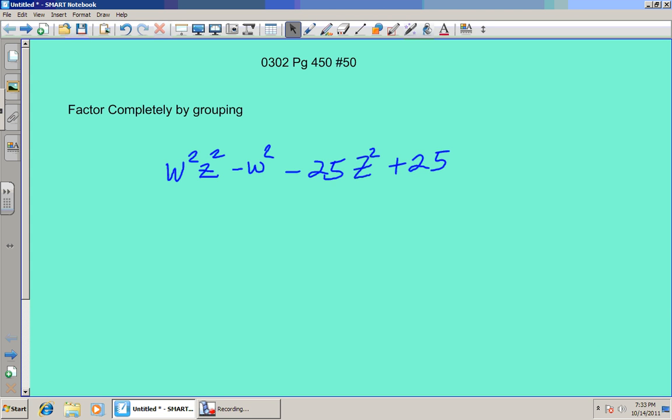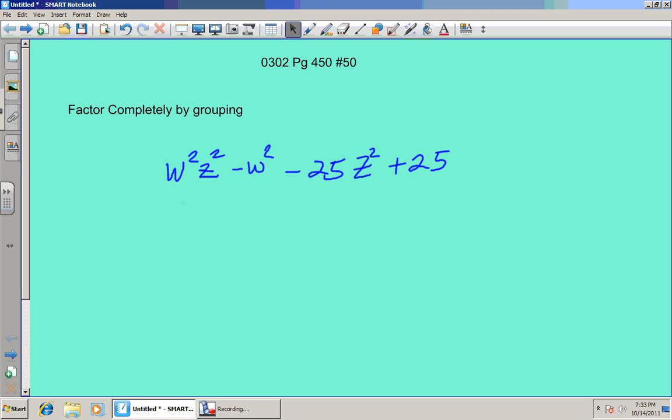Okay, here's a problem for Developmental Math 302, page 450 in the textbook, problem number 50. And the instruction is to factor completely by grouping. When they give us this assignment, we can see that there are some similarities between these four terms.